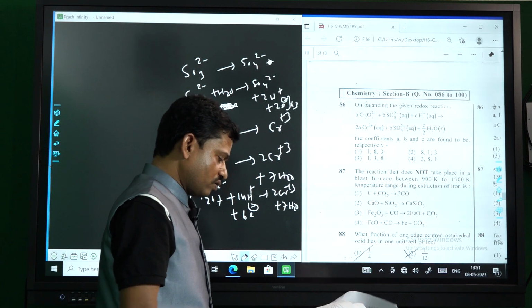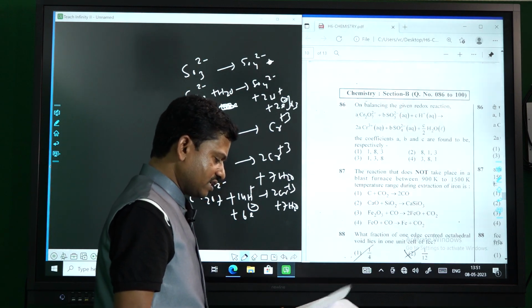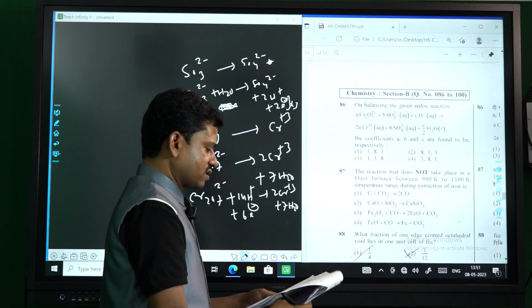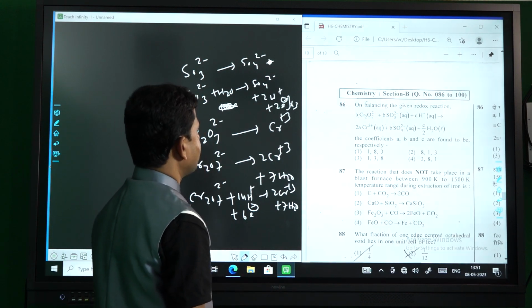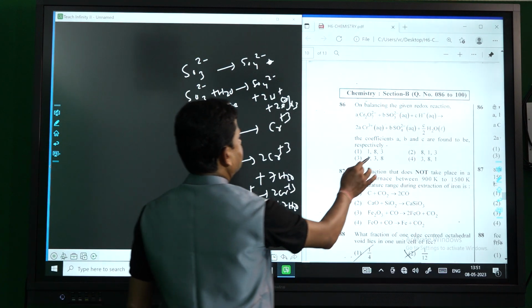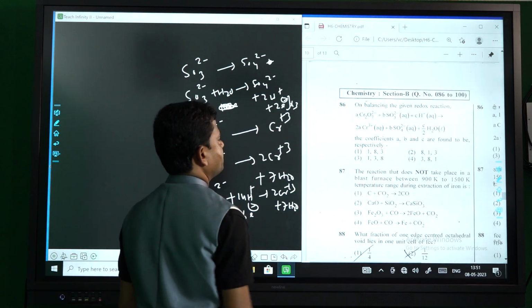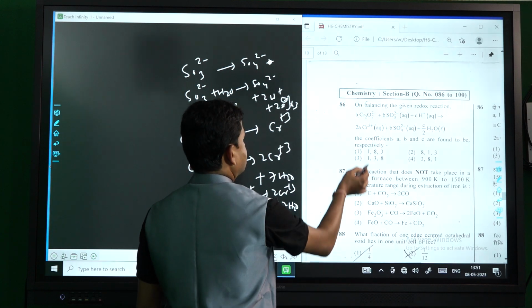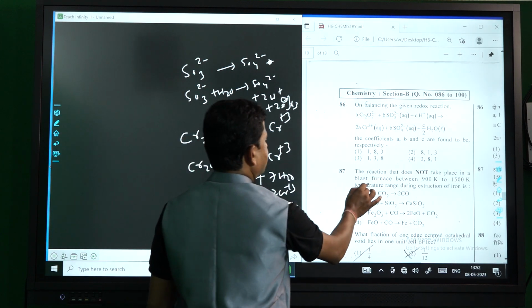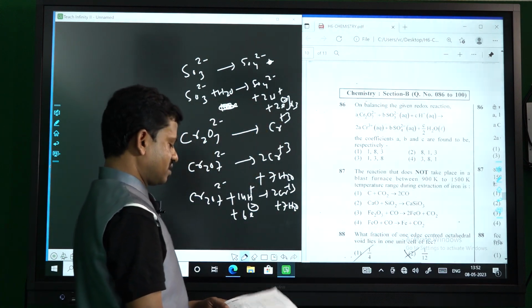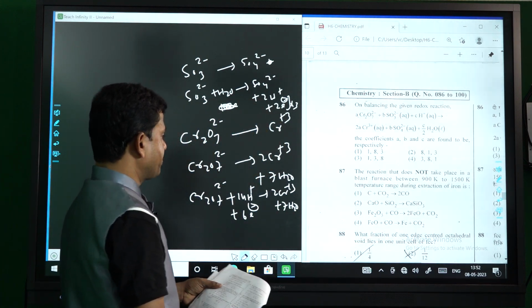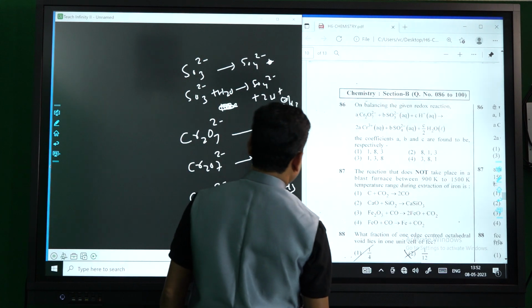138. So 138 is, I hope, the correct answer. You don't require the clear balance or complete balance, because here the coefficient of SO3 must be 3, so only the middle number 3 is given in your option 3. So in my point of view, option 3 is correct.